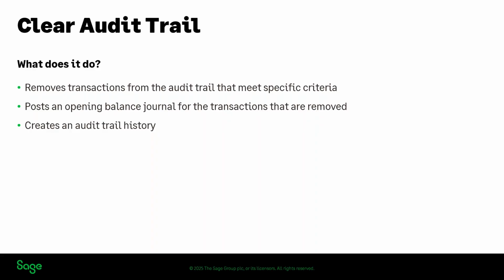Right, let's head back to the slides for a minute or two. As I say, it removes those transactions from the audit trail that meet certain criteria. For any transactions that are removed, if necessary, it will post an opening balance journal. You would only ever see that against nominal records and bank accounts. You don't see that against customers or suppliers. And it also creates an audit trail history, so a list of those transactions that are removed for you.